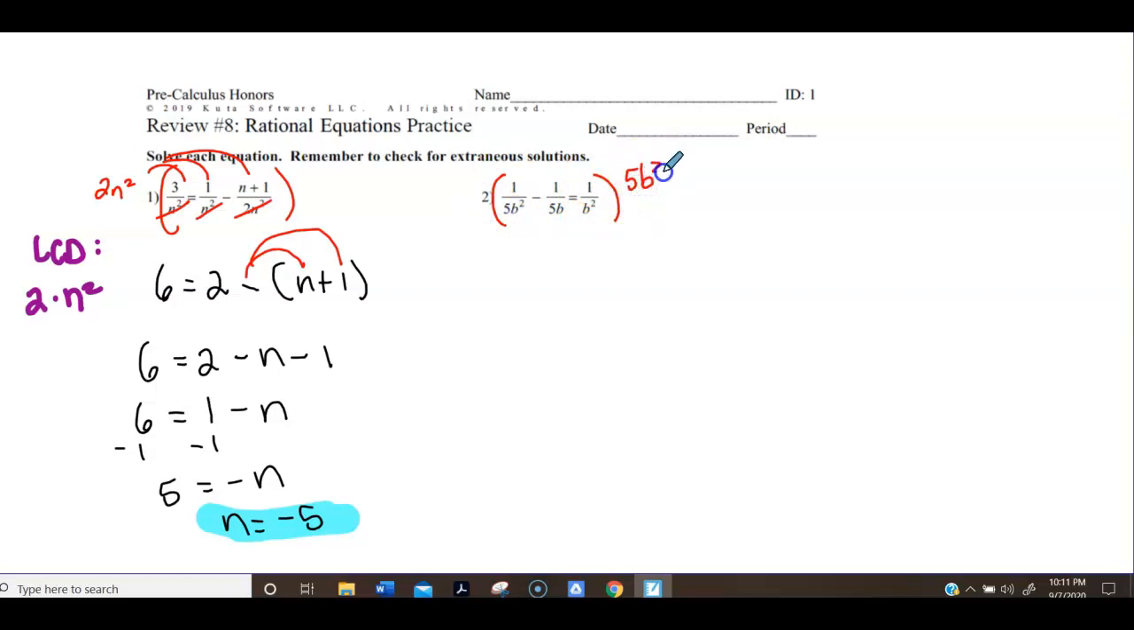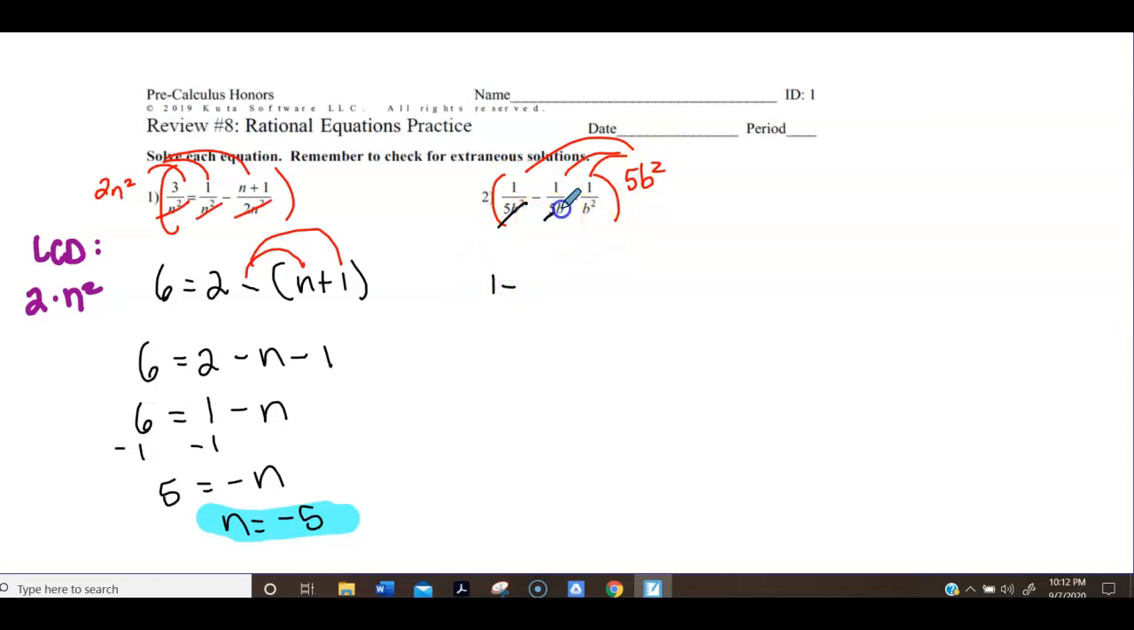Now I know there's only one b here, but because there's 2 b's, you need to do the b squared so that every single fraction, the denominator will cancel. If it doesn't cancel, you don't have the LCD. So let's go ahead. The 5b squared is going to cancel with this 5b squared, leaving me 1.